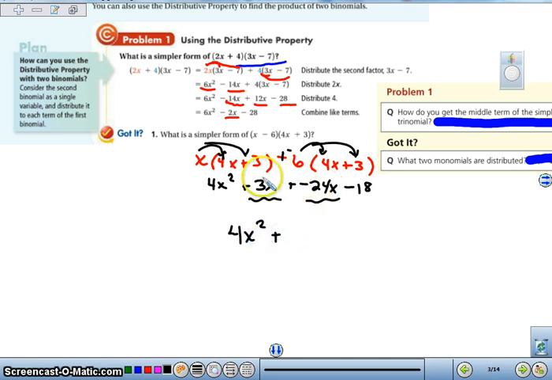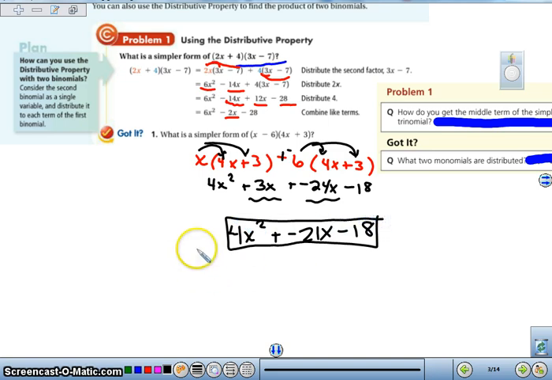Plus, we're going to take negative 24 plus 3. Negative 24 plus 3 gives us a negative 21x. Could you just have minus 21x? You could. And then minus 18. We don't have any other like terms. This is our solution. I would like you to add one more in your notes to practice it.